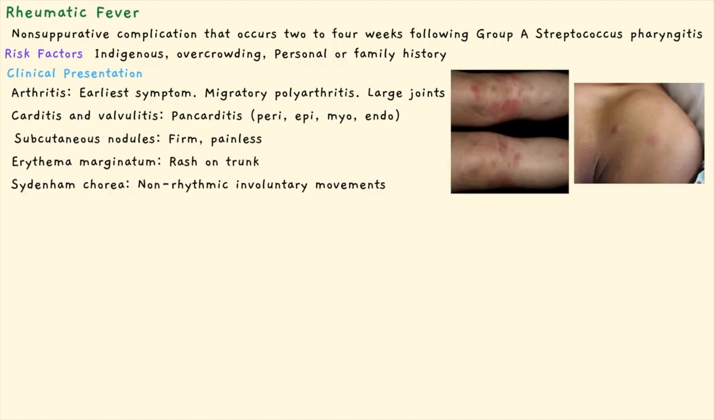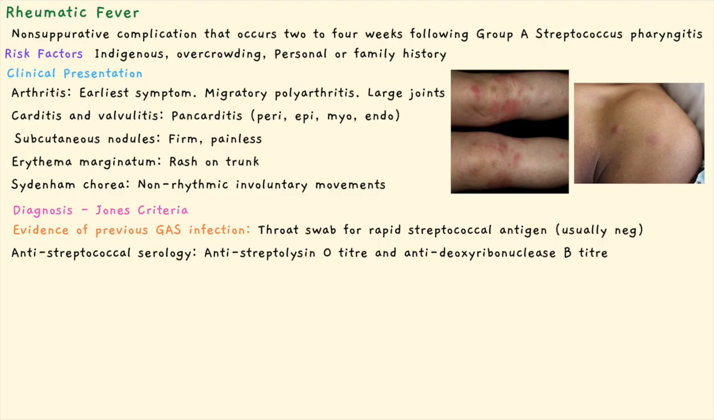There can also be skin manifestations, so subcutaneous nodules are firm and painless, as shown here, as well as erythema marginatum, which is a rash on the trunk, also shown here. Sydenham chorea is non-rhythmic, involuntary movements, so they're really jerky. It's not a seizure because they'll be conscious and aware of what's happening, but jerky, involuntary, non-rhythmic movements. This can be dangerous because they can make weird movements and hurt themselves. They can have fractures because they're not controlling the speed of where their limbs are moving.